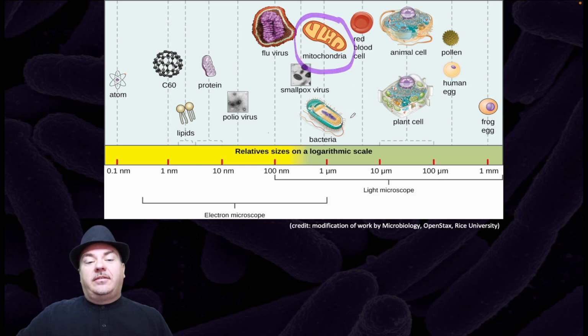Now, similar in size to that is bacteria. Smaller than the majority of bacteria would be viruses, starting with the smallpox virus, and then smaller than that would be the flu virus, smaller than that would be the polio virus. So you can see, for example, that the flu virus is 10 times smaller than the average bacteria cell.